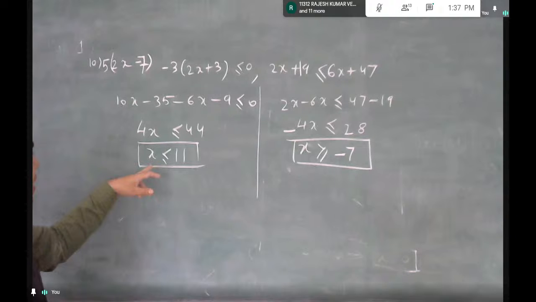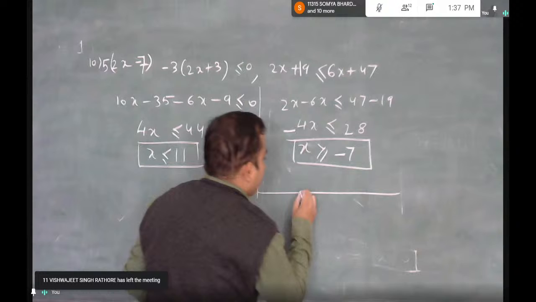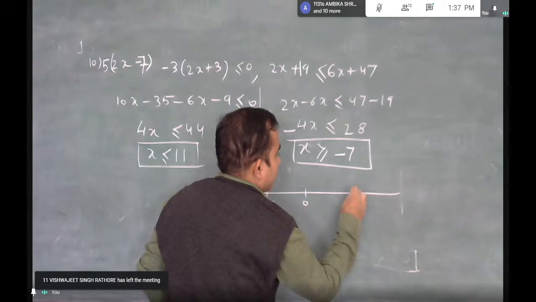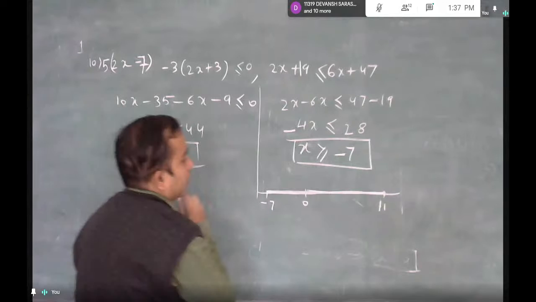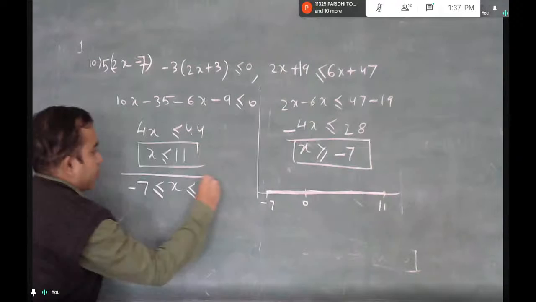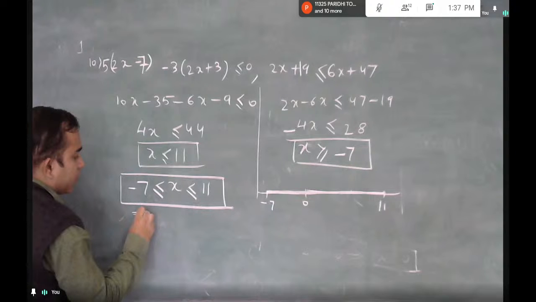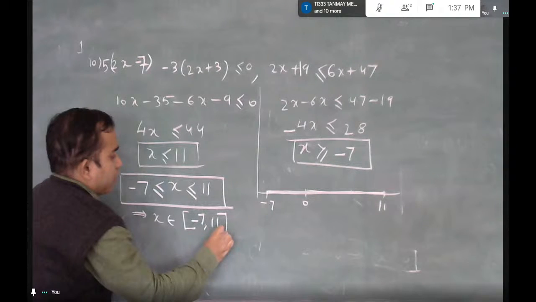If you wish, you can draw a number line. This is 0, this is minus 7, this is 11 somewhere, right? So x is bigger than minus 7 and less than 11. This full portion in between minus 7 and 11 will be darkened, right? If you want to write them together, it can be written like this. This is one answer. Or if you want to write in interval form, closed interval minus 7 comma 11, it can be written like this, right?